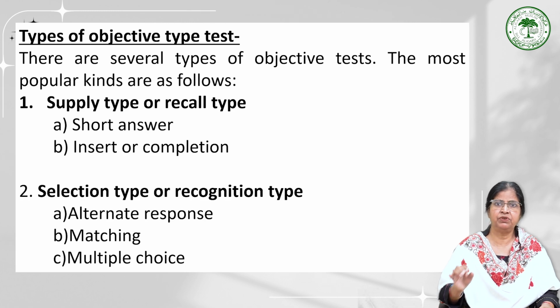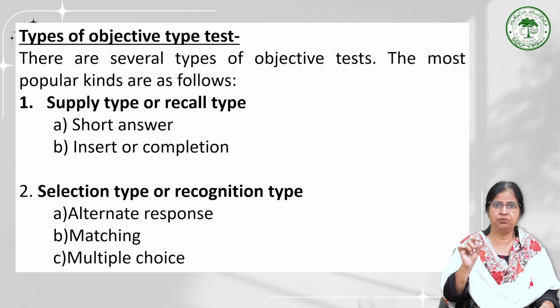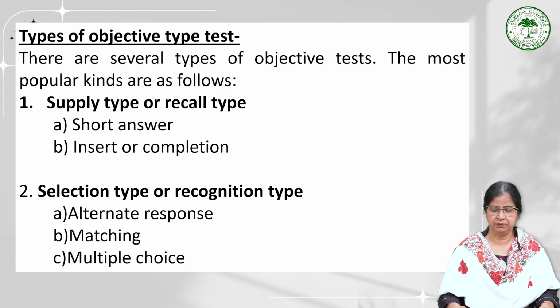Multiple choice: one statement is given, four options are given here, and one has to select the correct one. So, the key answer is the correct answer among these four. The one statement is the stem of the question, and it comes along with the four alternatives, and one has to choose only the one correct answer, that is the key answer of that particular question.